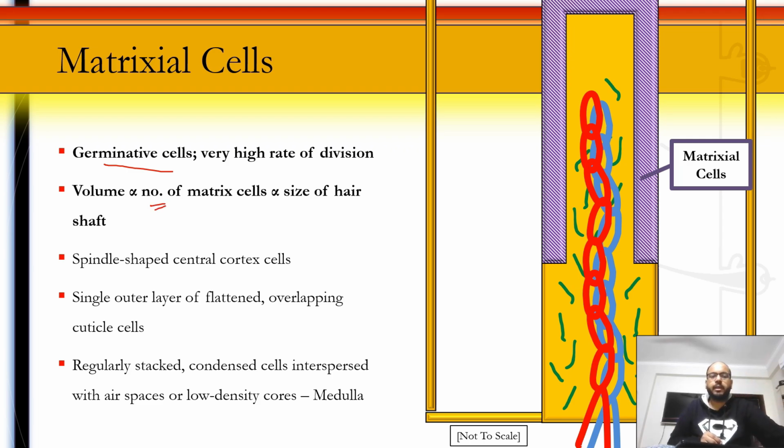hair shaft. They are composed of spindle-shaped central cortex cells, which will give rise to the cortex of the hair shaft. An outer layer of flattened overlapping cuticle cells will give rise to the hair shaft cuticle. So roughly this surrounding part will give rise to the cuticle, all the other part will give rise to the cortex, while the central tip part will give rise to the medulla. Okay, let's move forward.